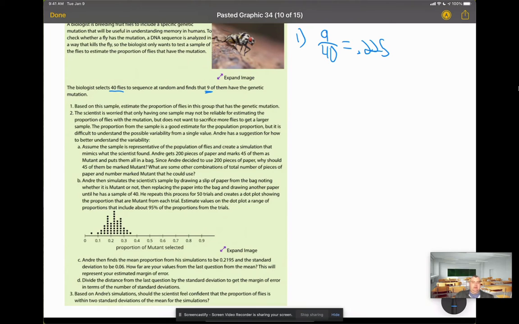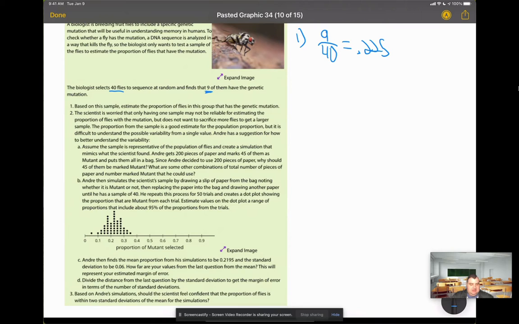The scientist is worried that only having one sample may not be reliable for estimating the proportion of flies with the mutation, but does not want to sacrifice more flies to get a larger sample. The proportion from the sample is a good estimate for the population proportion, but it is difficult to understand the possible variability from a single value. Andre has a suggestion for how to better understand the variability. A. Assume the sample is representative of the population of flies and create a simulation that mimics what the scientists found.